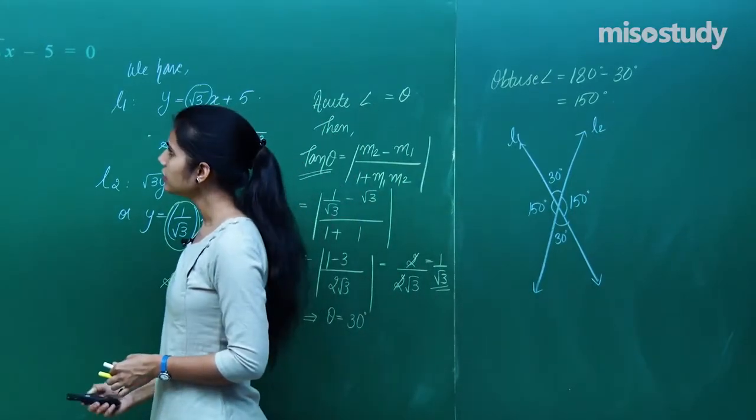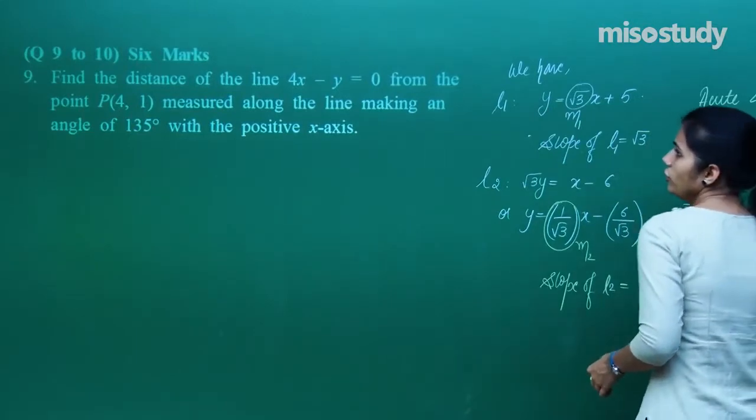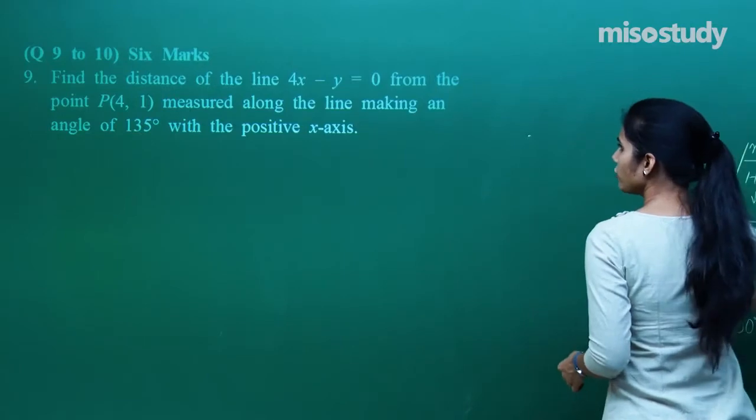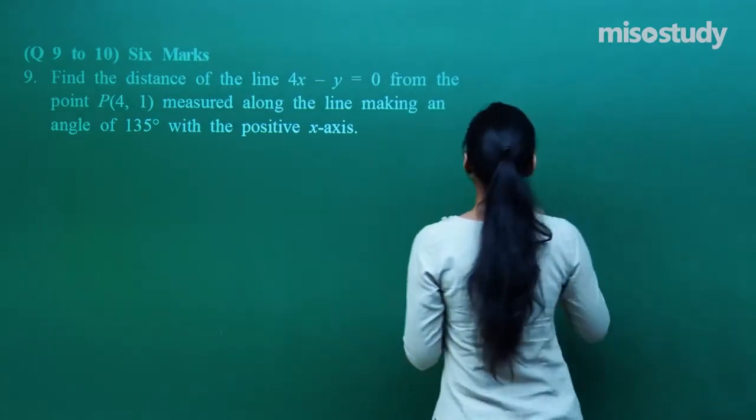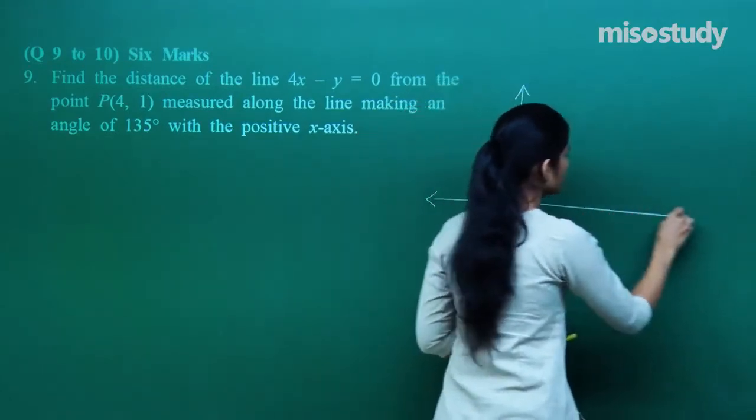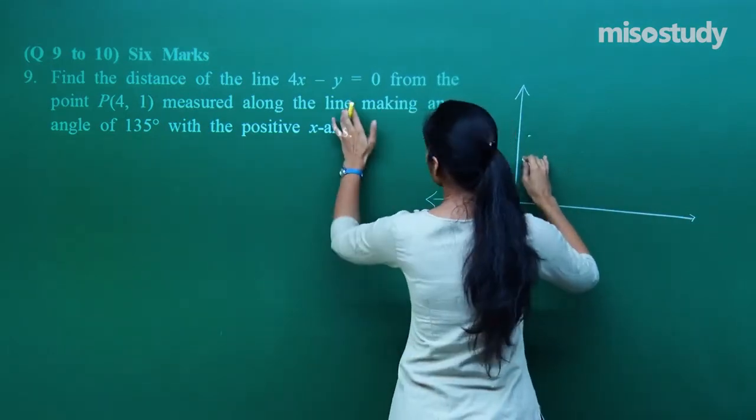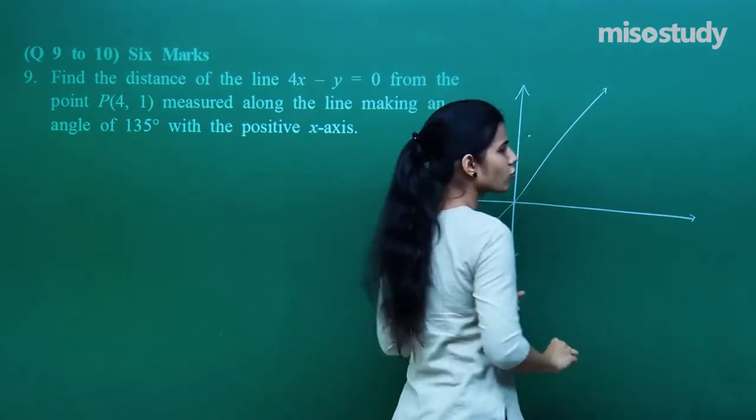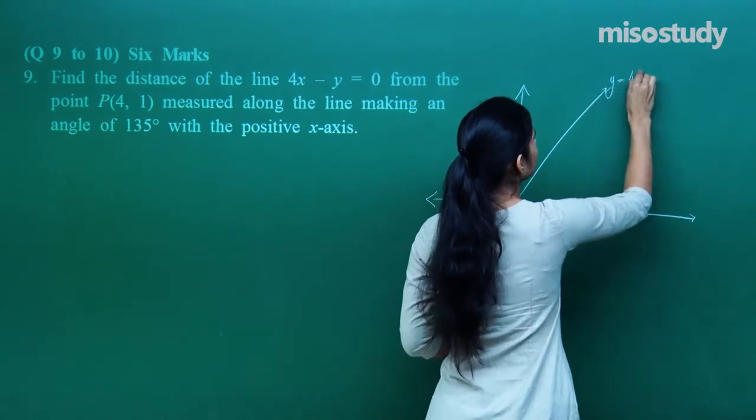Next we have, find the distance of this line from the point 4, 1 measured along the line making an angle of 135 degrees with positive direction of x-axis. Basically it is trying to ask you to compute the distance of a point from a line. So you have y equals 4x. Y equals 4x is a line which will be passing through origin. You can see 0, 0 satisfies the equation of the line. This is y equals 4x.